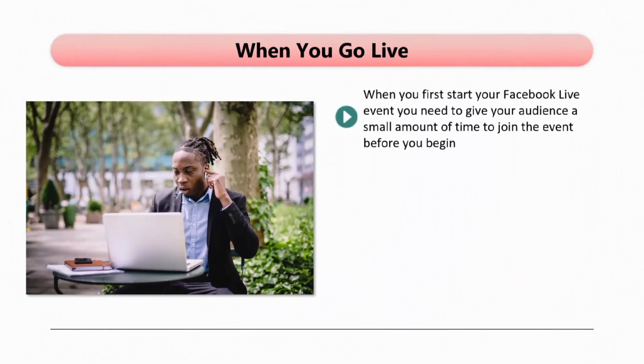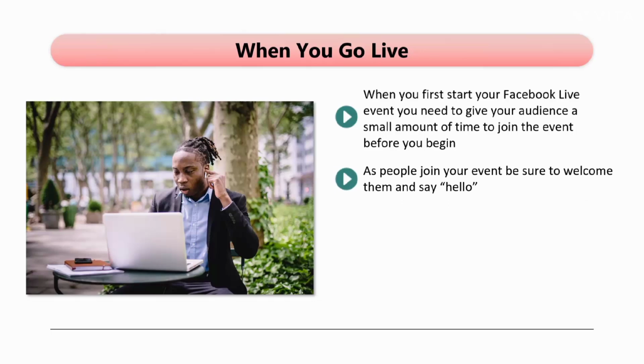When you go live. When you first start your Facebook Live event, you need to give your audience a small amount of time to join the event before you begin. Don't make this too long, or those that have already joined will become agitated. As people join your event, be sure to welcome them and say hello. Start the interaction here by asking people for their locations. You can also ask them what they want to achieve by attending your event.